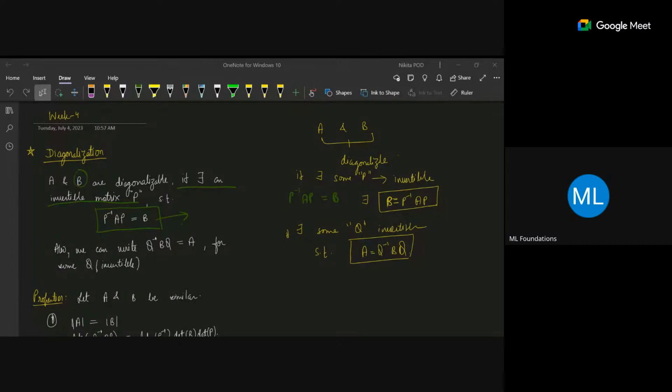No, this is also right. I mean, it's not an issue. Both are okay.